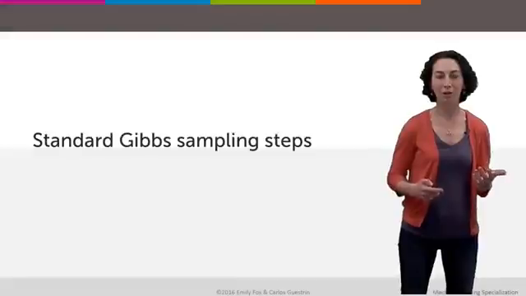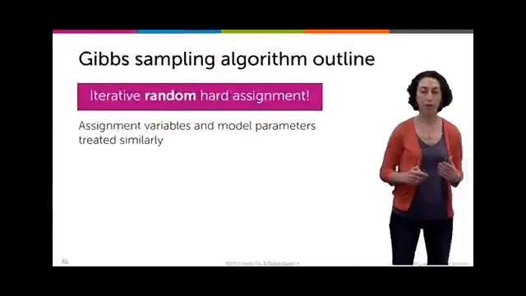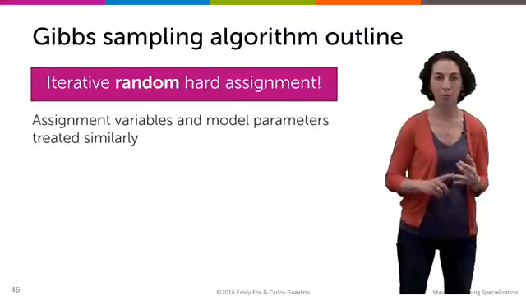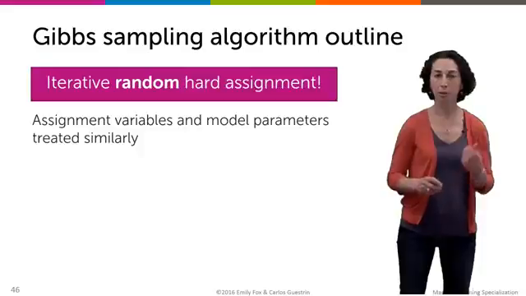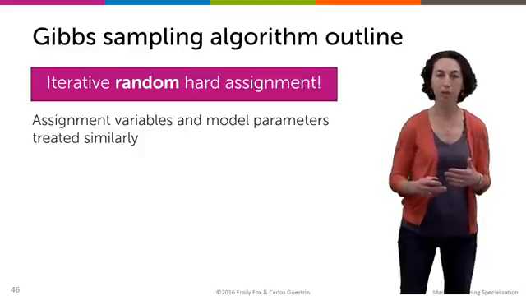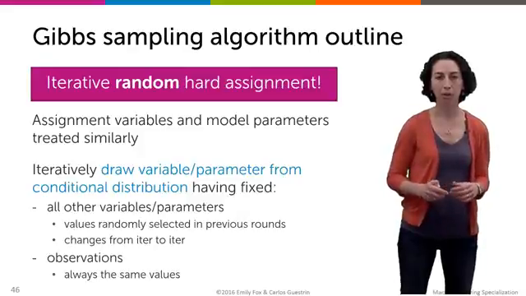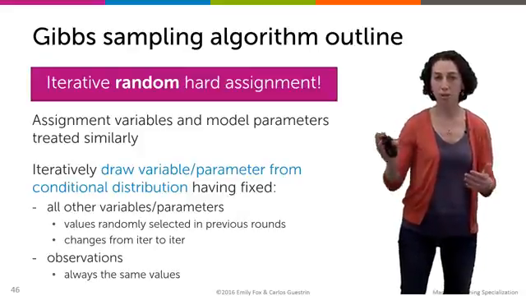Let's now describe the algorithm that produces these random samples. To begin with, let's just present a standard implementation of Gibbs sampling. Gibbs sampling treats both our assignment variables and our model parameters exactly in the same manner, whereas remember, when we're looking at the EM algorithm, there were different updates for our assignment variables than our model parameters.